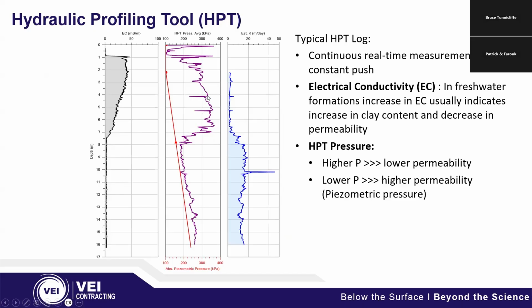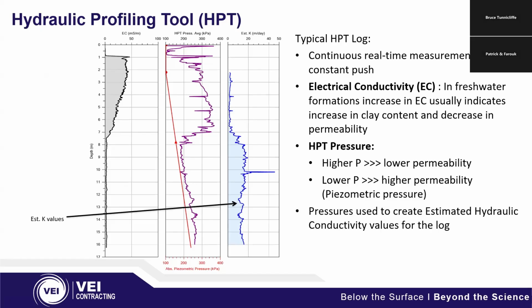So intuitively, the higher the back pressure, the lower the permeability. The lower the back pressure, the higher the permeability. Think of it this way: the higher your back pressure is, you're probably in some sort of tight material like a clay. The lower the back pressure, you're in something nice like a sandy gravel. And I'll mention the K values are what's back calculated at the end of everything, and conductivity is estimated using not only this pressure profile here, but also the flow that is captured with the HPT as well.